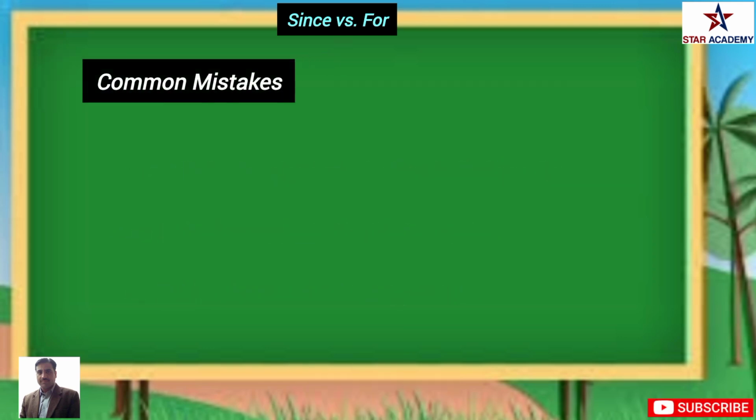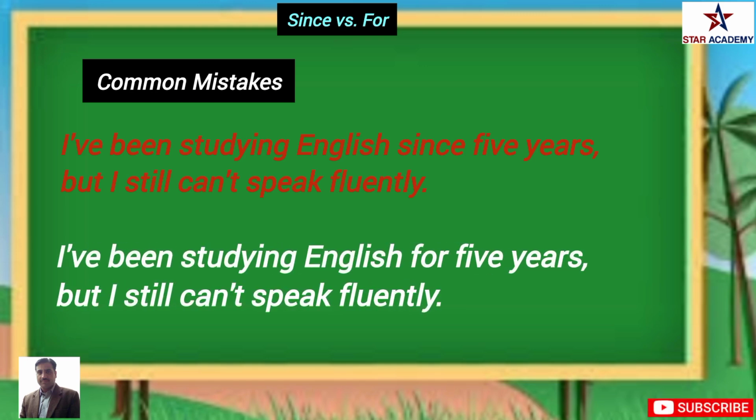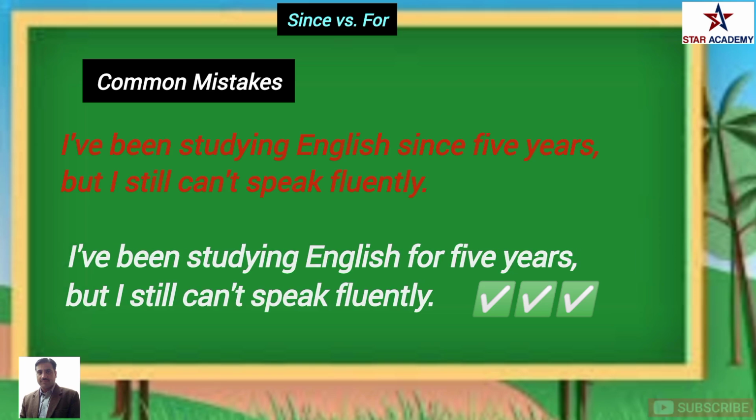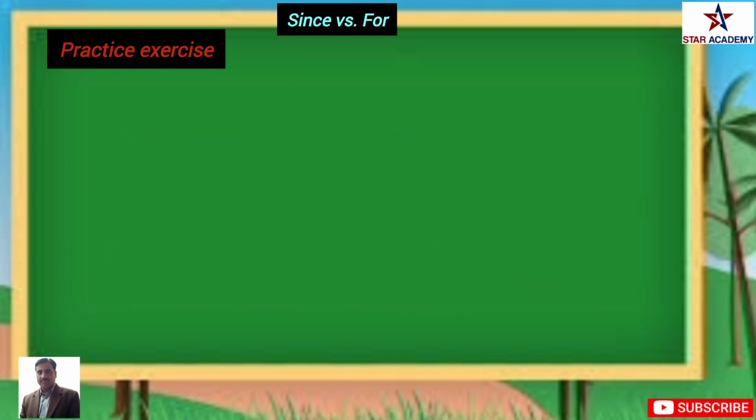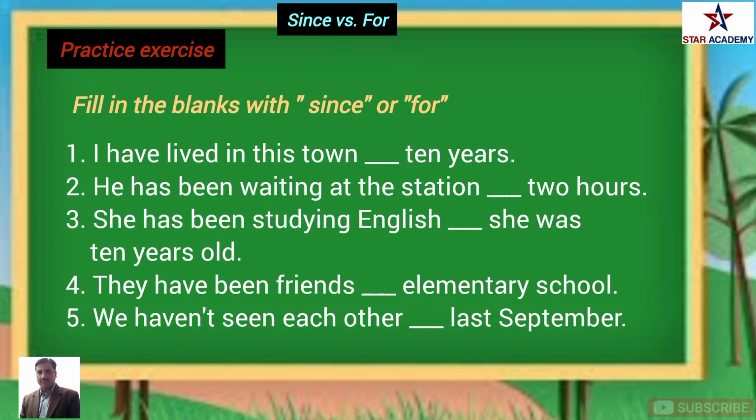Now read these two sentences and guess which one is correct. The first sentence is using since 5 years and the second for 5 years. Yes, you are right. The second one is correct, for 5 years, because 5 years is only duration, not a specific point of time. As usual, in the last section of this video, there is a practice exercise for you. Solve these blanks and find the answer at the end.